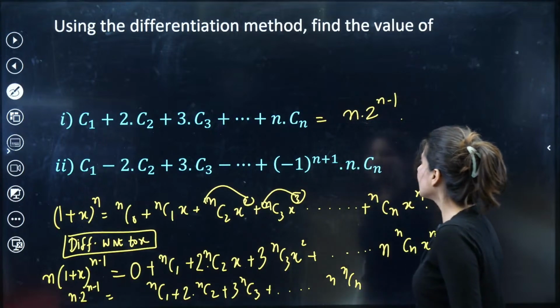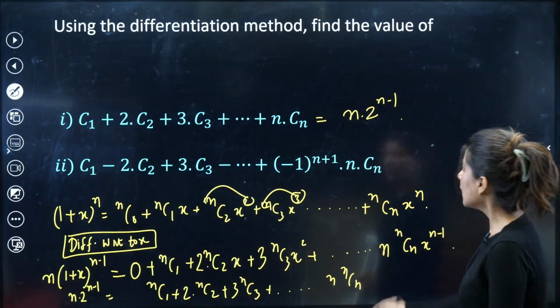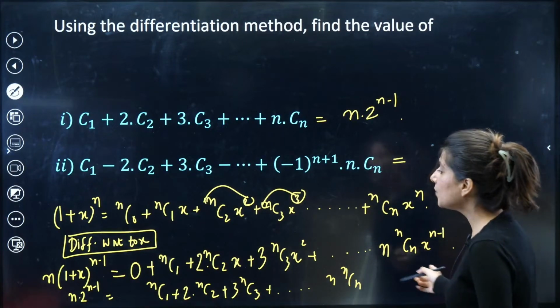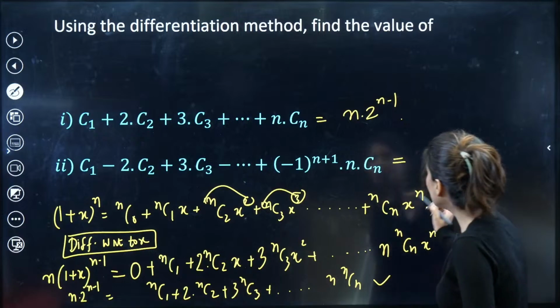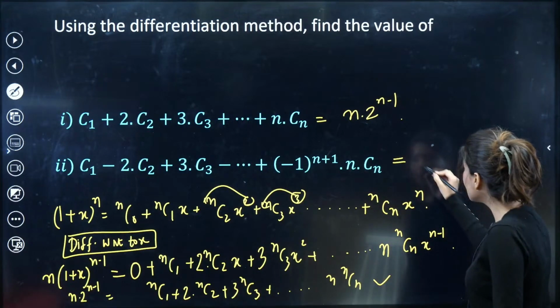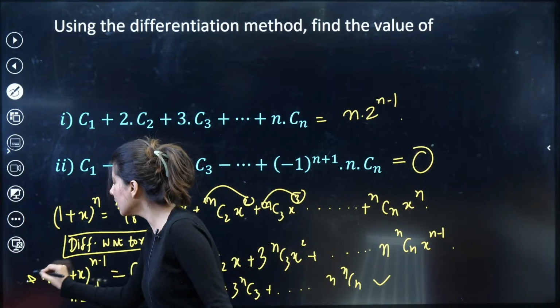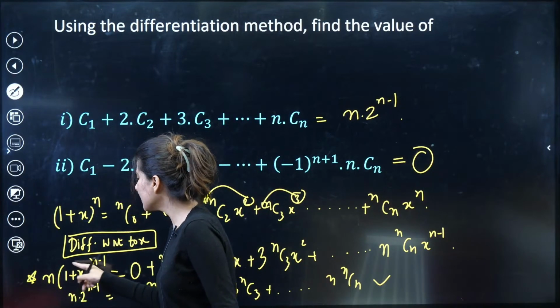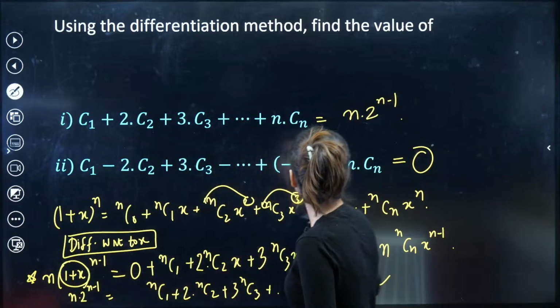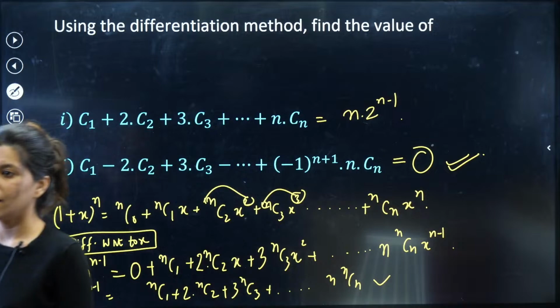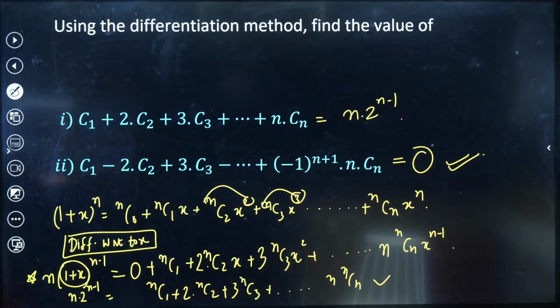Okay, all right. Now what about this? Simply the last step, the moment you put x equals to 1, you got this, and the moment you put x equals to -1, you will get this. So the moment you put x equals to -1 in here, you are going to get n into 1 minus 1. This is your 0. So yes, this is absolutely right. Okay. All right. Clear?